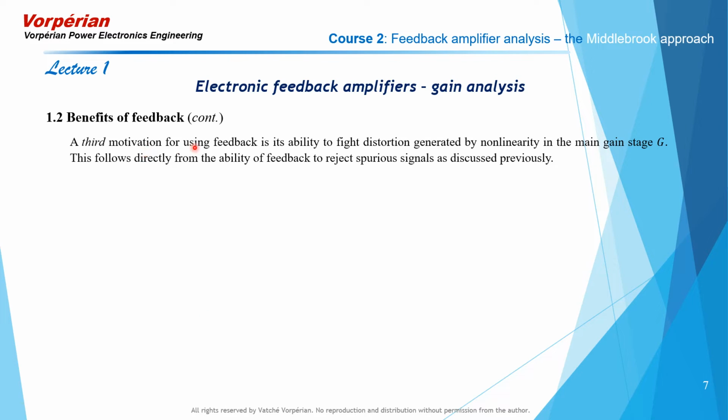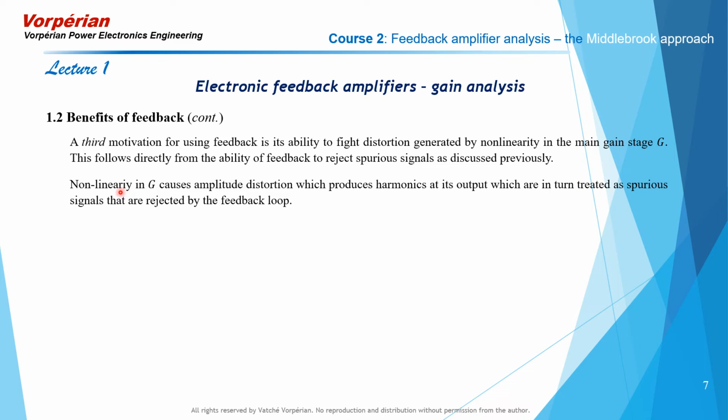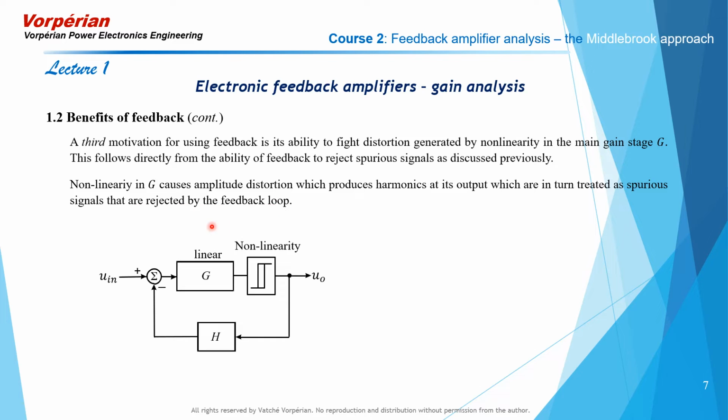A third benefit for using feedback is its ability to fight distortion generated by nonlinearities in the main gain stage G. This follows directly from the ability of feedback to reject spurious signals, as we're going to show next. Any nonlinearity in G causes amplitude distortion, which produces harmonics at the output of G. These harmonics, in turn, are treated as spurious signals which are rejected by the feedback loop. Here's a block diagram showing that.